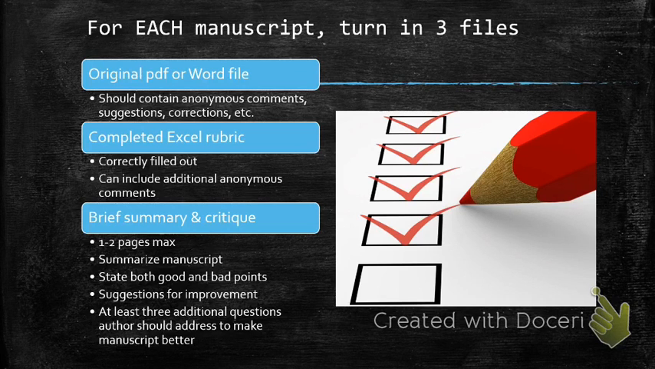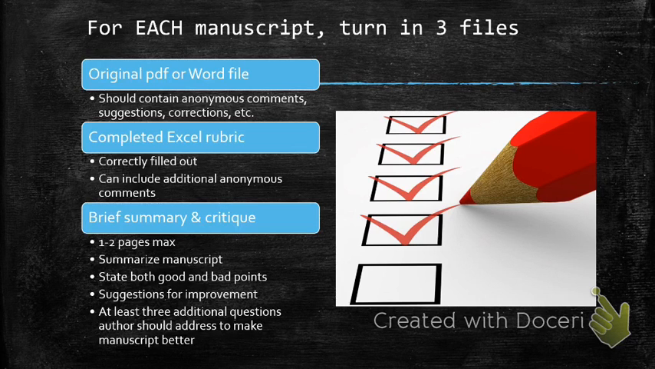And you're expected to turn in a brief summary and critique. This can be a Word document or a PDF document. Just make sure that you don't have your name on it. Once again, it's anonymous. It should be 1 to 2 pages max. It's not a major paper. And within this summary, what you're going to do is you need to summarize the manuscript, because you're going to show that you actually read the paper. You're going to state what's both good and bad. Like, what are some of the areas that you didn't understand, and what are some of the areas where you thought the author did a really good job, and give some suggestions for improvement.